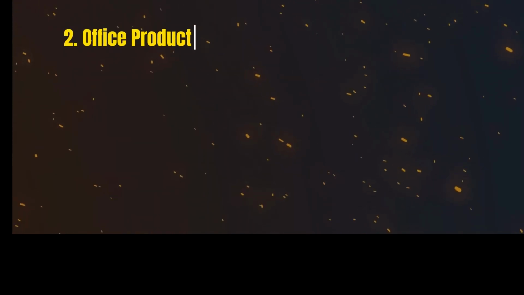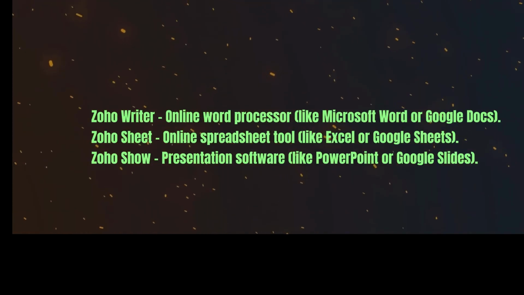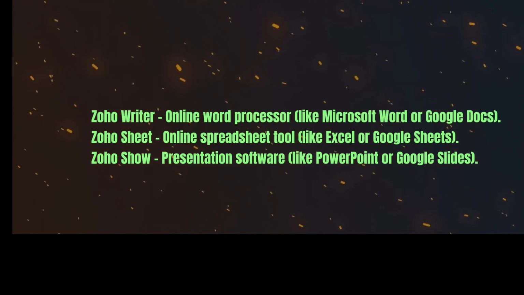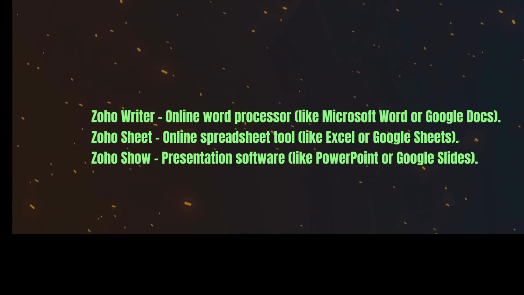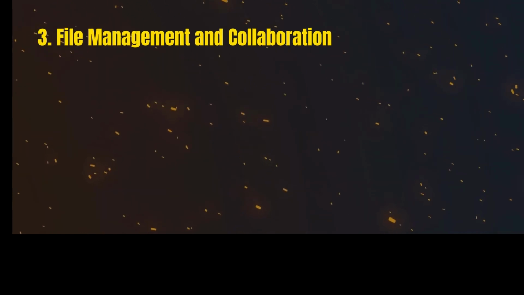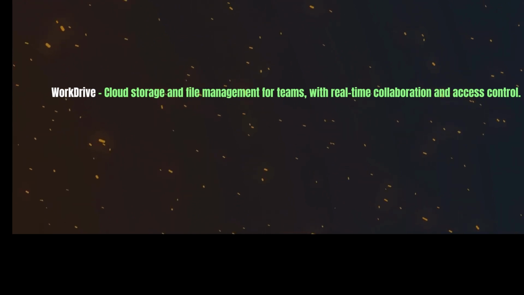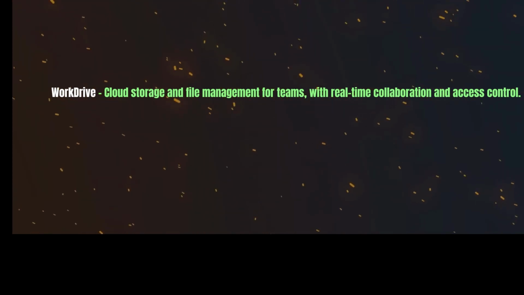2. Office productivity tools. Zoho Writer, online word processor, like Microsoft Word or Google Docs. Zoho Sheet, online spreadsheet tool, like Excel or Google Sheets. Zoho Show, presentation software, like PowerPoint or Google Slides. 3. File management and collaboration. WorkDrive, cloud storage and file management for teams, with real-time collaboration and access control.